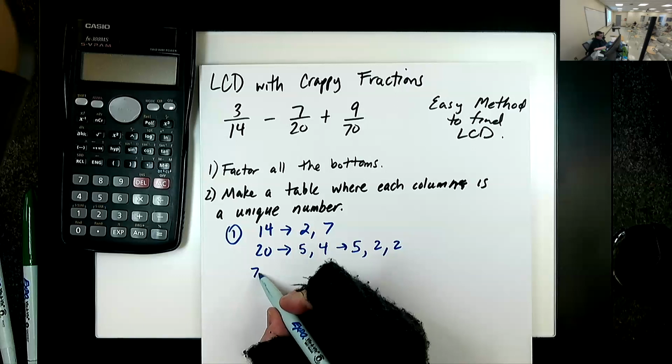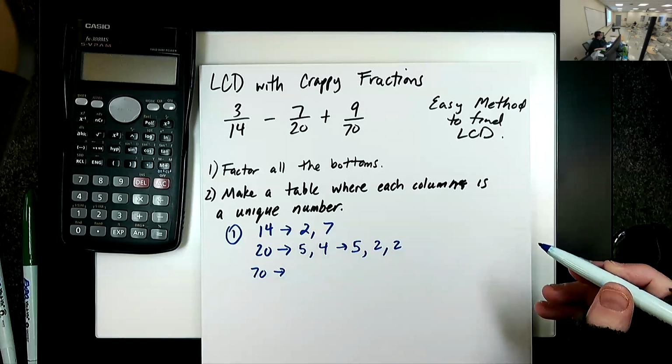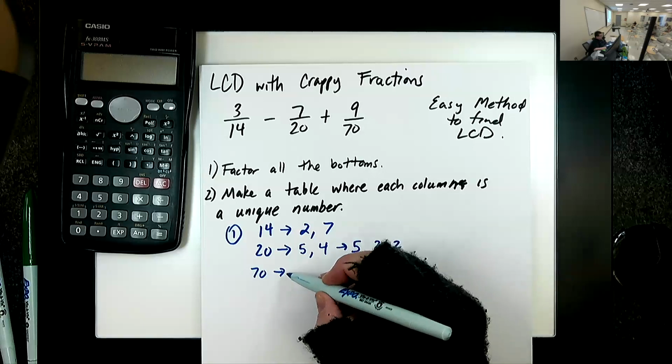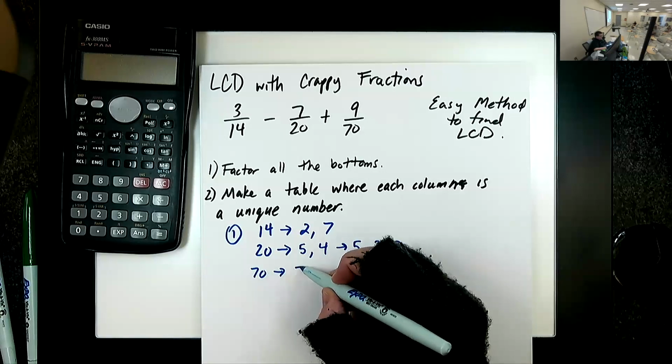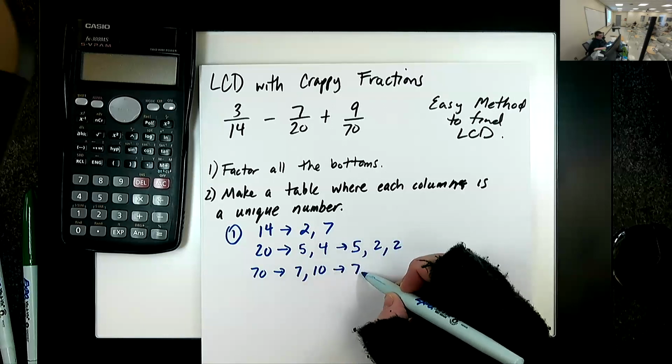What about 70? It's 10 times 7, right? It ends in a 0, so we can do that definitely. You've got 7 and 10, and we know the 10 breaks down into 2 and 5.